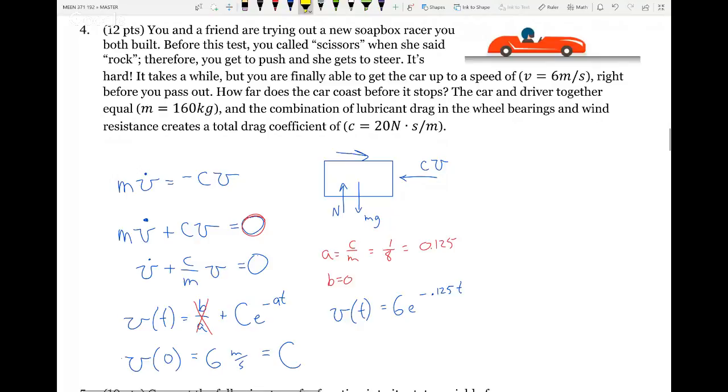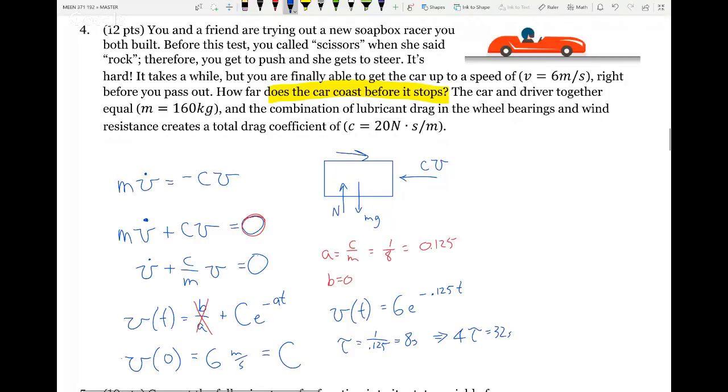What we're asked for, though, is how far does it go before it stops? There are two ways to do this, and I'll show you both quickly. You can say, aha, there's going to be some exponential here, and this is going to decay. How long does it take to decay? It never really stops, right? It's always going to keep on going. It never does reach 0. So we could say that tau is simply 1 over 0.125, or in other words, 8 seconds, which gives us that 4 tau is 32 seconds.